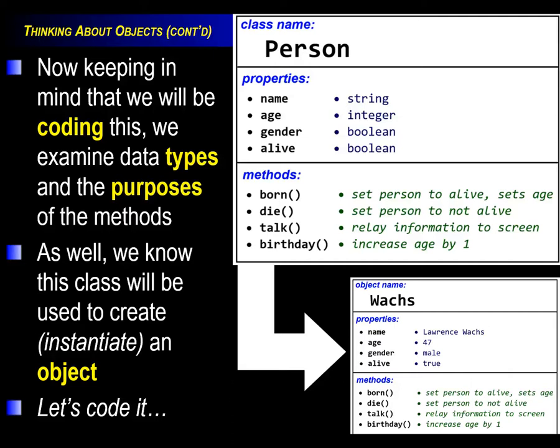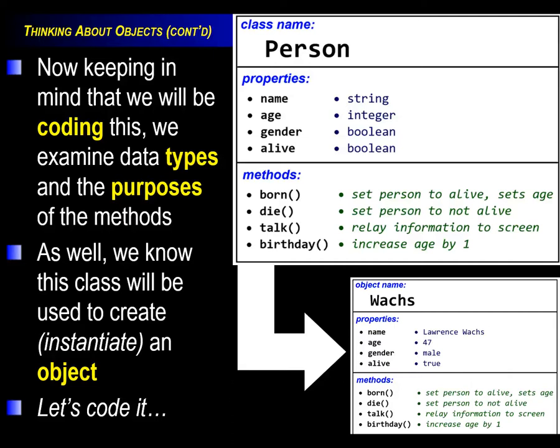Okay, now our methods, born, die, talk, and birthday. So what are they going to do? Well, born is going to make you alive and give you an age. Die is going to make you not alive. Talk is going to output information onto the screen. Oh, we know how to do that. That's pretty easy. And birthday is just going to increase your age by 1.